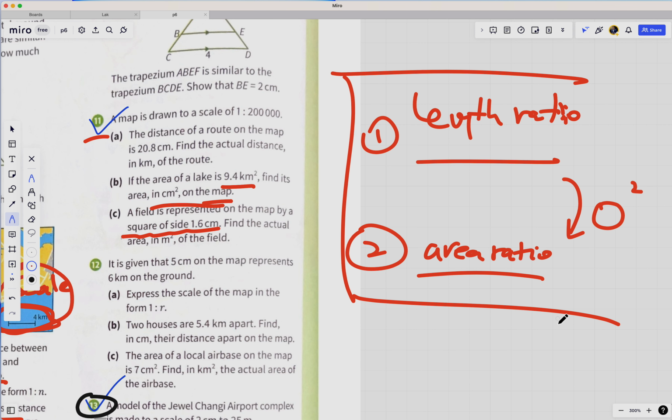I don't understand. You don't understand which part? Like how do you even find the length ratio in the first place? What's the length ratio given in the question? You need to read the whole question. 1 to 200,000. What's the unit? cm. Then, what's the unit here? km in cm squared. Yes?